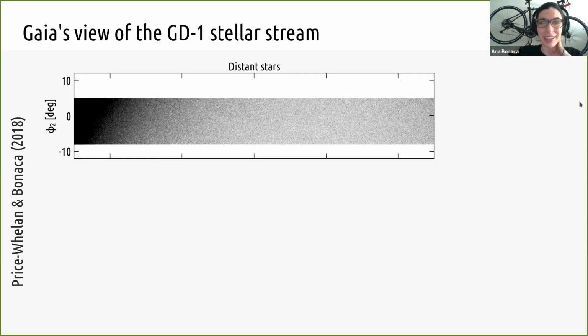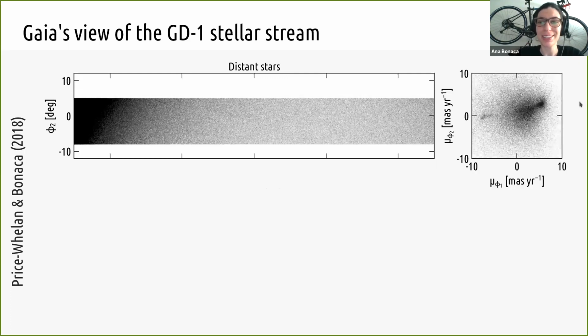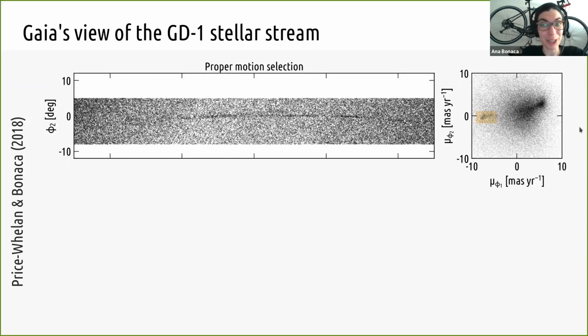However, when we look at what are the proper motions of those stars, so this is mu phi1, the proper motion along the stream, and mu phi2 perpendicular to the stream, we can see that this distribution is now clumpy. We can see that this is the stellar halo, this is the stellar disk, and this is a small overdensity over here that turns out to be GD1 stars. It's nicely separated from the bulk of the galaxy. So if you only select stars in this orange box, we immediately see the stream.